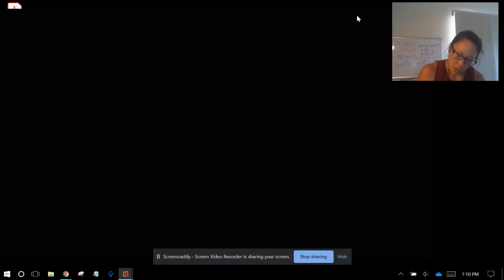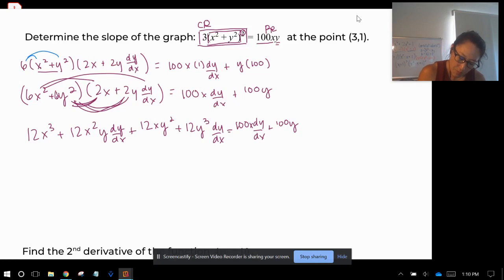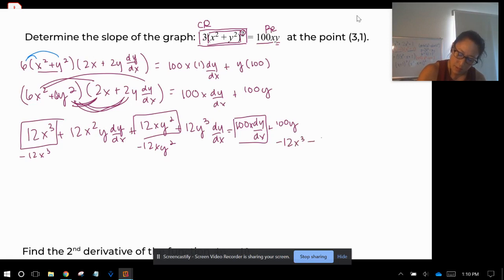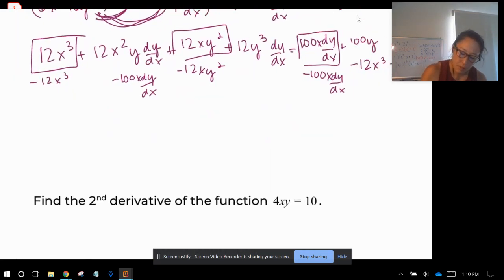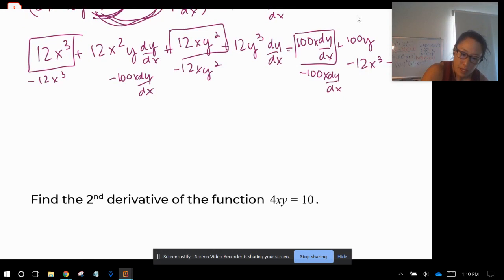Okay, so I'm going to move this guy and this guy to the right-hand side, and I'm going to move this guy to the left-hand side. So I'm going to subtract 12x cubed, subtract 12xy squared, and I'm going to subtract 100x dy/dx. This is gross. It's so much neater on my paper. I apologize.